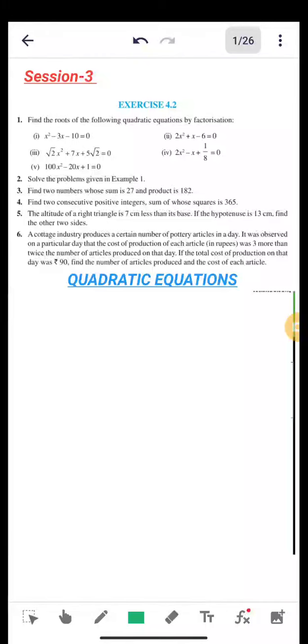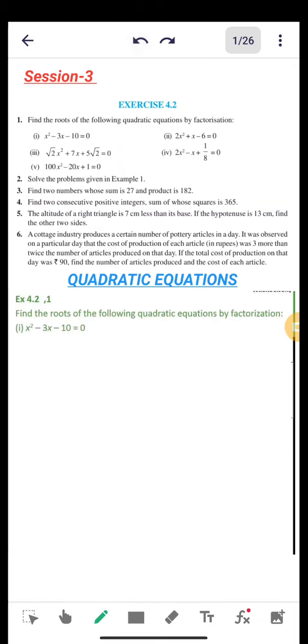In session 3, we'll continue with exercise 4.2 of quadratic equations. In today's session, we'll learn the method of finding roots by factorization. Okay? How to factorize the given quadratic equations, and we'll see a few application questions where we can use quadratic equations. So let's begin with the first question.